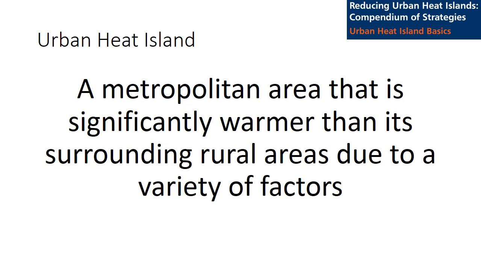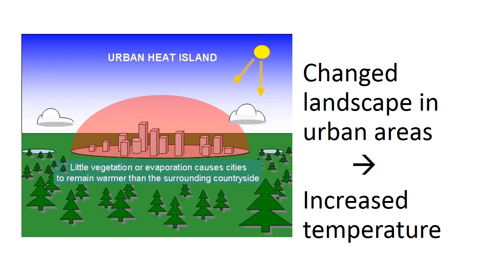Now I will offer a brief background on urban heat islands, their effects, heat stroke, and vulnerability related to them. In short, an urban heat island is a metropolitan area that is significantly warmer than its surrounding rural areas due to a variety of factors. So basically, I like to think of it as a little bubble around urban areas where temperatures are higher than their surrounding non-urban areas.